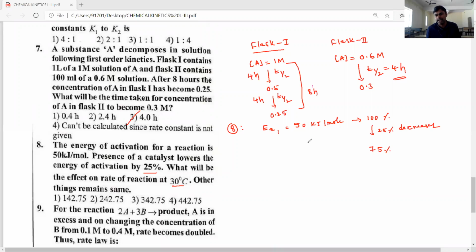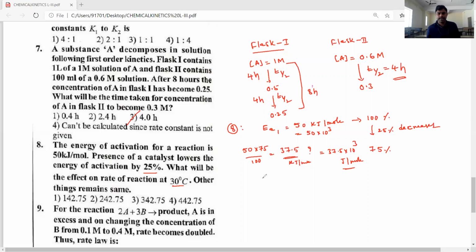That 75% activation energy is equal to how much? That is 50 into 75 by 100, which is 37.5 kilojoules per mole. This 50 is nothing but 50 into 10 to the power of 3, and this 37.5 is nothing but 37.5 into 10 to the power of 3 joule per mole. This is the activation energy.